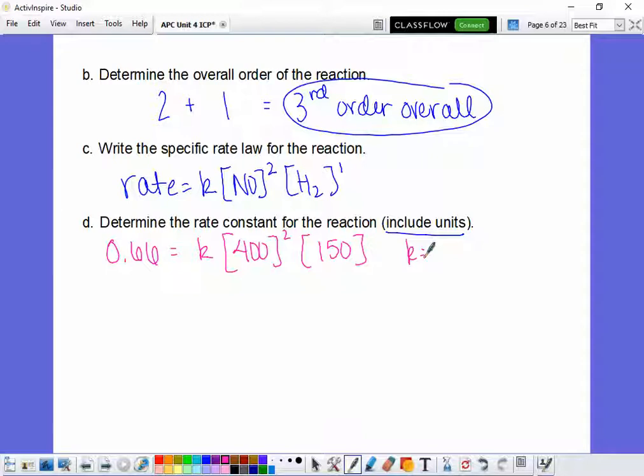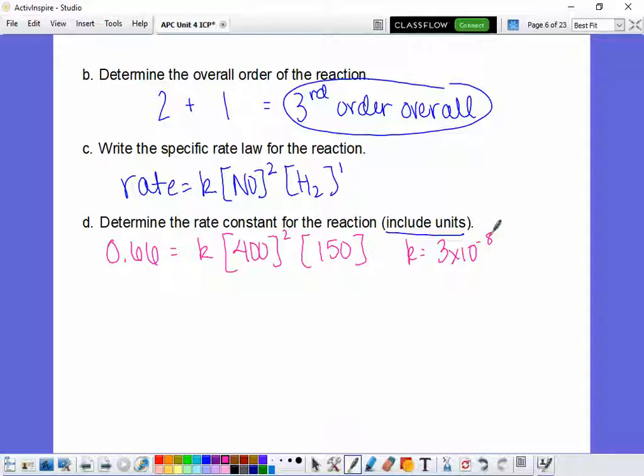It will be like a ginormous number. Ginormously small number. Yeah, except we only have one sig fig. 3 times 10 to the negative 8.